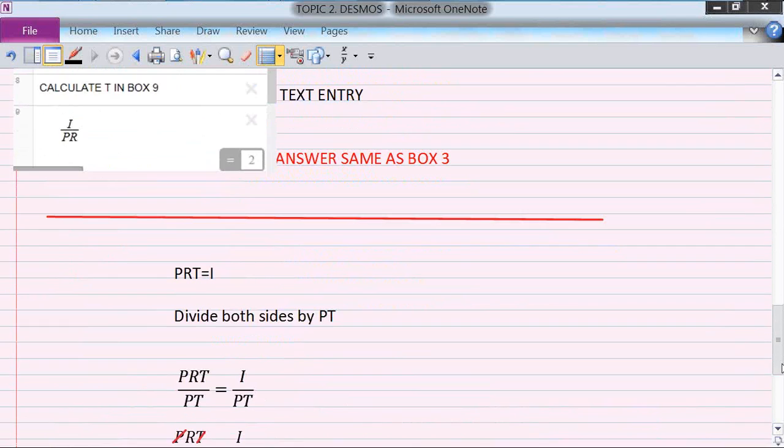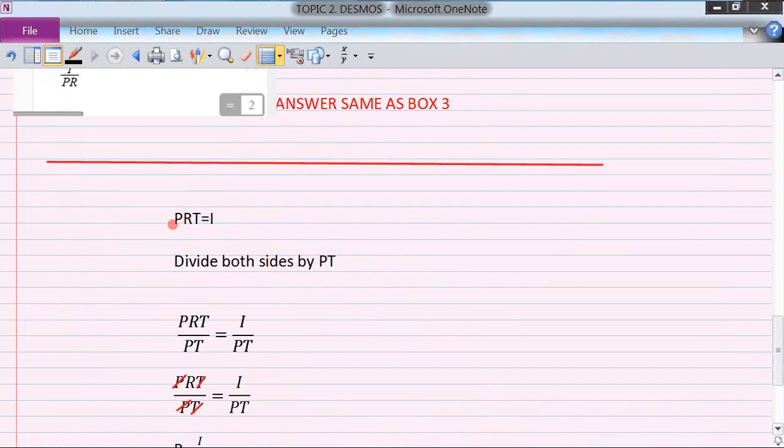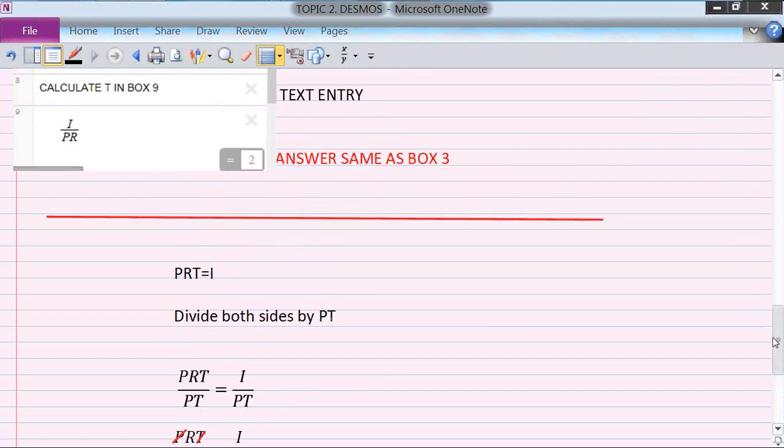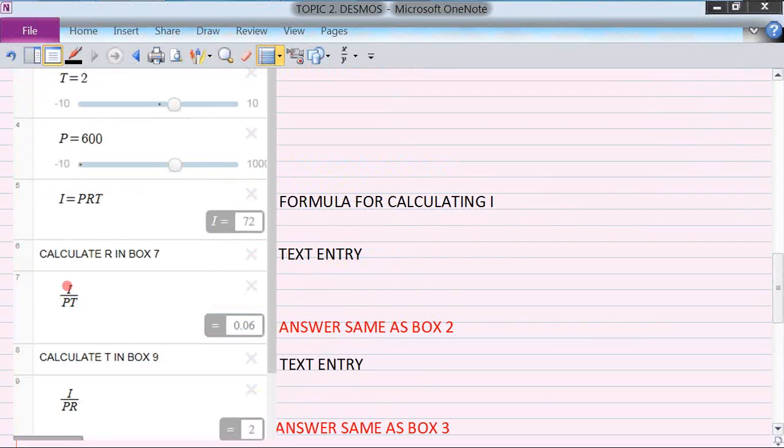Now just to go over that, by the way, we write PRT is equal to I. We divide both sides by PT. I'm going to divide the left side by PT, and I divide the right side by PT. Now the P's cancel, and the T's cancel, and I'm just left with R. And R is I over PT. So that's how I got this formula. If this formula was not correct for R, I would not get the 0.06.